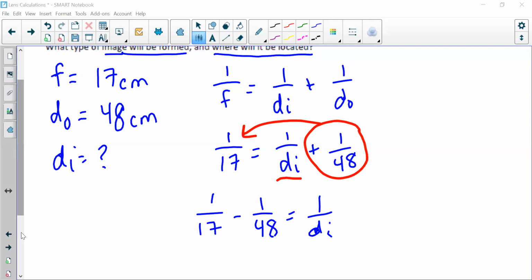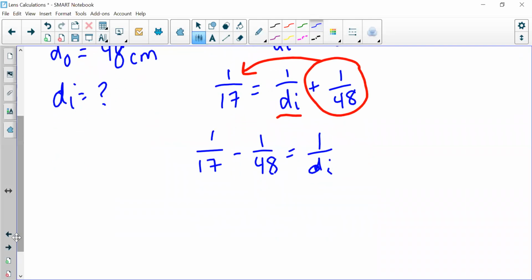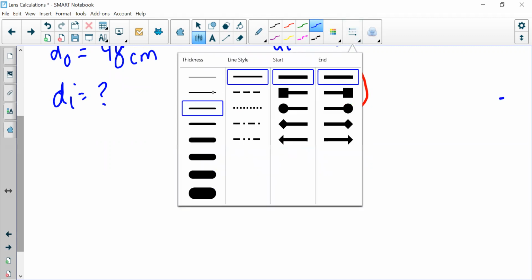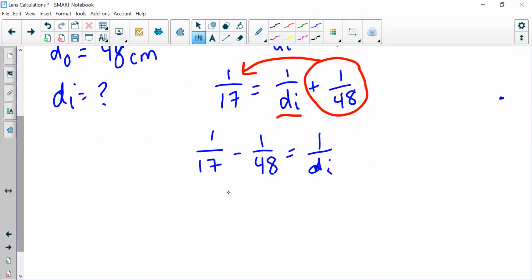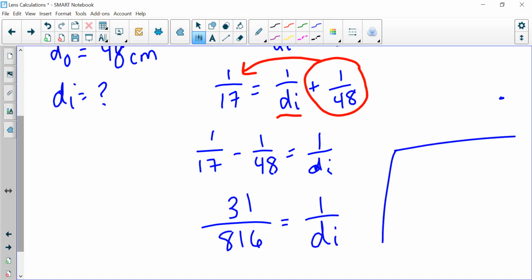Okay, so a whole bunch of you guys had either 31 over 816. Just gonna write that down for a second. Or you guys got that as a decimal, which is totally okay. So 1 over 816. Or you had that as 0.03799, so on and so forth. Keep the whole decimal in there, please, guys. Okay.